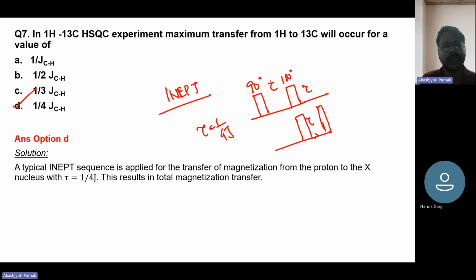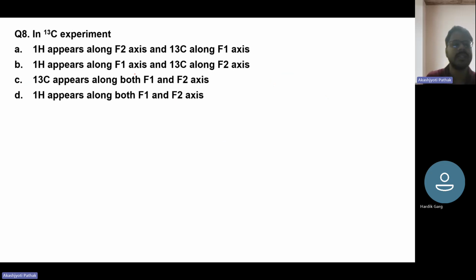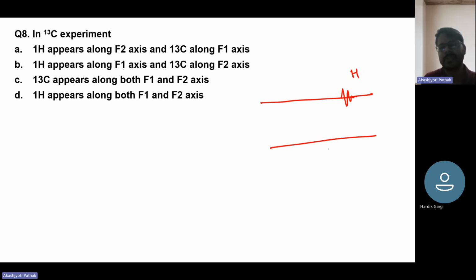So a typical INEPT sequence is applied for the transfer of magnetization. We are transferring the magnetization from the proton to the X nucleus, and the transfer takes place when we apply this INEPT sequence. That is why the answer is 1 by 4J, the coupling constant between the proton and the carbon. Now, in a C13 experiment, the proton appears along the F2 axis and C13 along the F1 axis. In the HSQC experiment, in the T2 period we were detecting the proton, and in the T1 period we had the X nuclei.